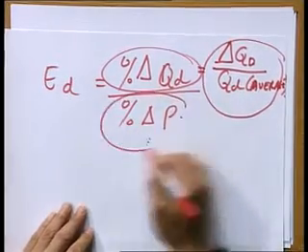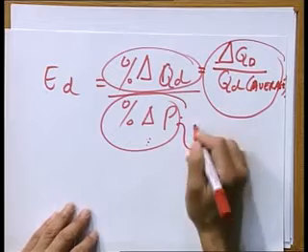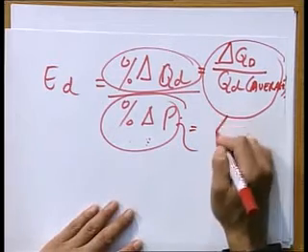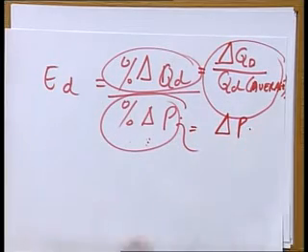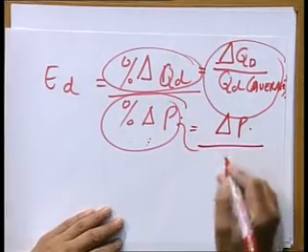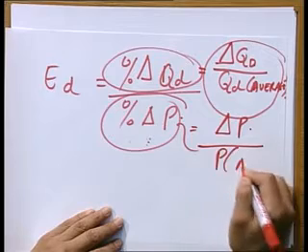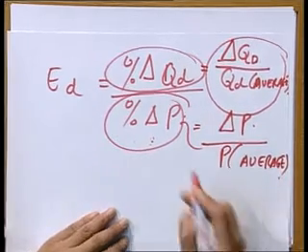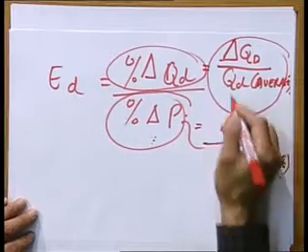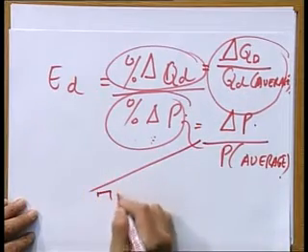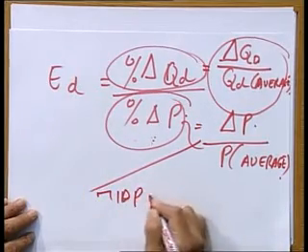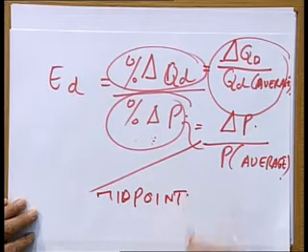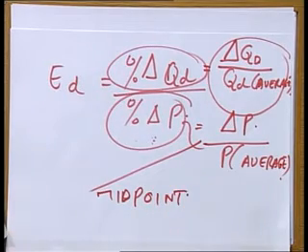The percentage change in the price is equal to what? It is equal to the absolute change in the price, that means the change in the price from one price to another price, divided by what? By the average price. Now, when we use this formula, we calculate price elasticity of demand according to the midpoint approach or the midpoint formula.